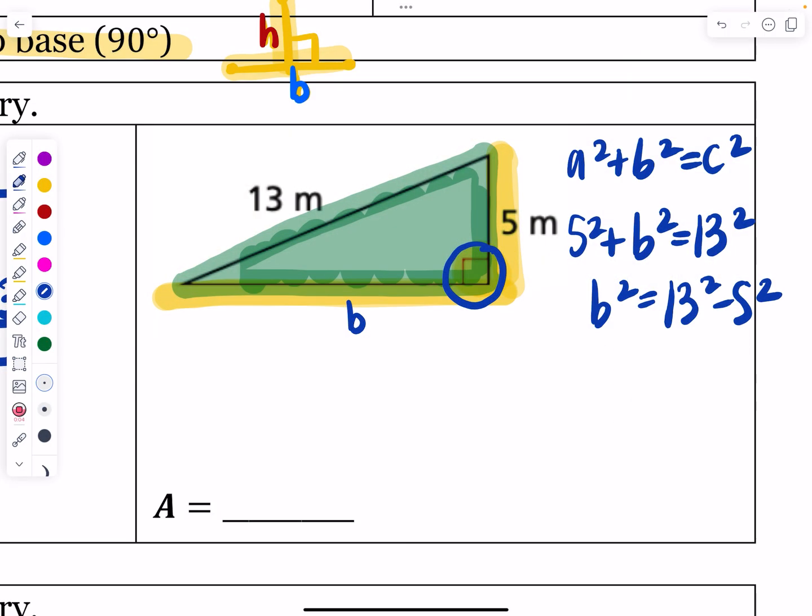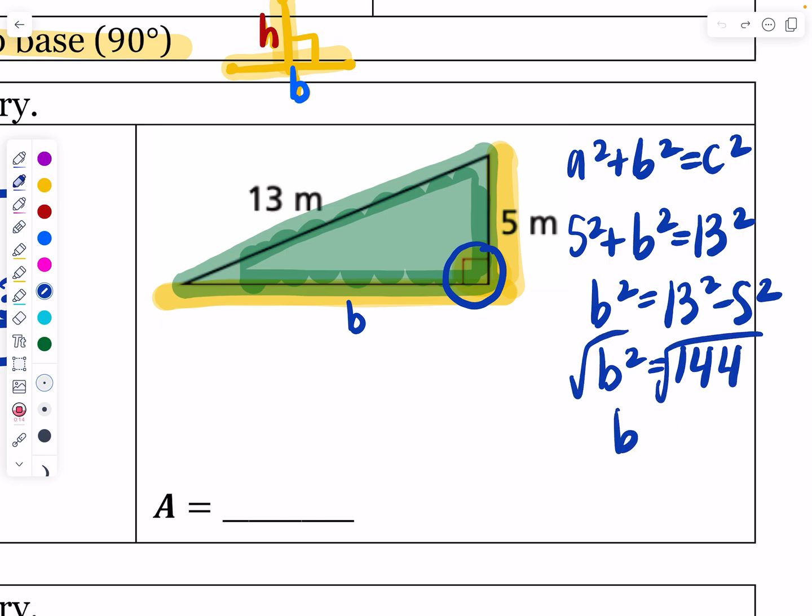Okay, so we're gonna do 13 squared minus 5 squared. That is going to give me 144 for what B squared is. So then what is B? It's gonna be the square root of 144. So that is going to be exactly equal to 12. So now that I know that my base is 12, I can plug this into the formula.